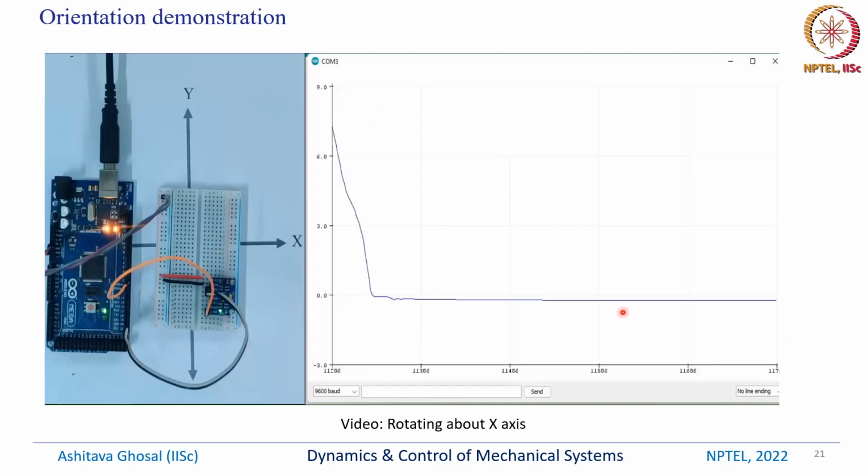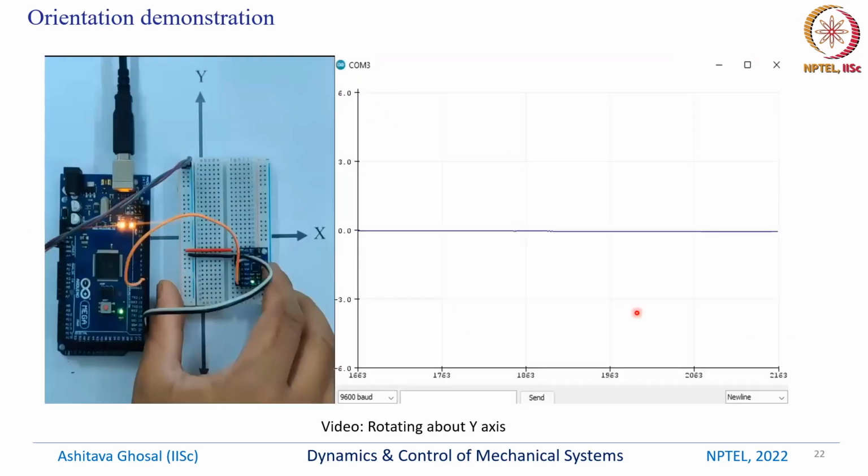This is the same thing. I'm going to rotate now about the y-axis. This is the y-axis, this is the x-axis. Now we'll rotate about the y-axis. At t equals 0, nothing is moving, so the angular velocity is 0.